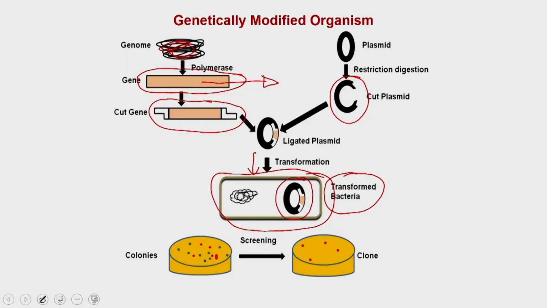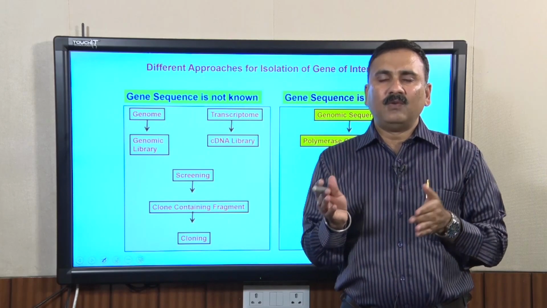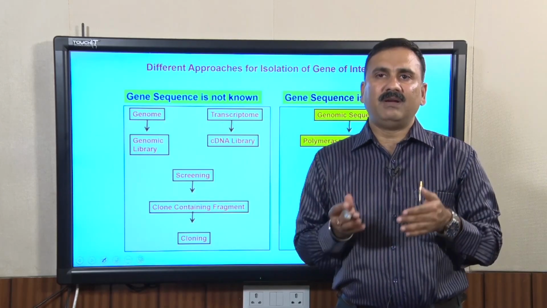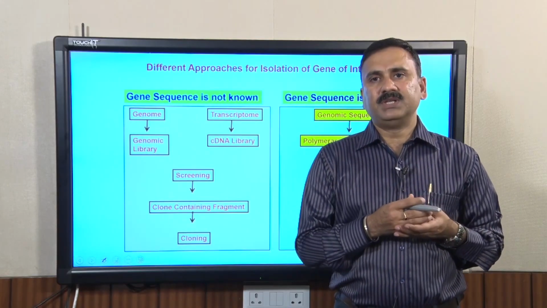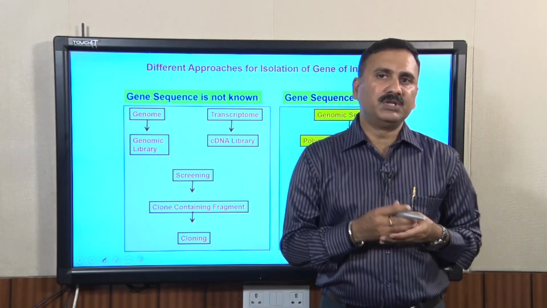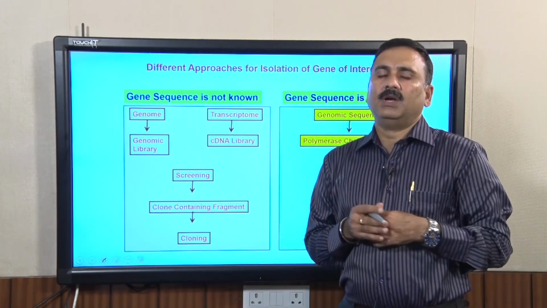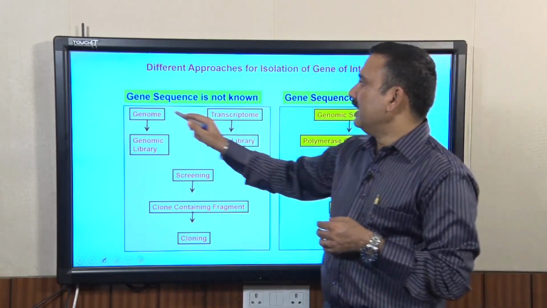So, in biological science you have broadly two scenarios. Before the genomic sequences were available, people were using different approaches to isolate a particular gene, and there are different approaches which people use when the genomic sequences are available. So, you have two scenarios.